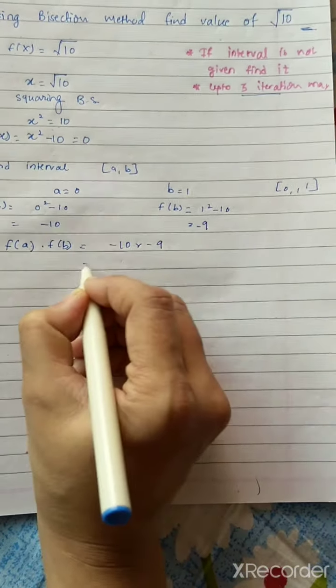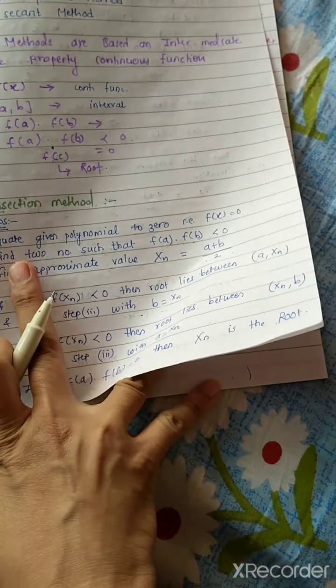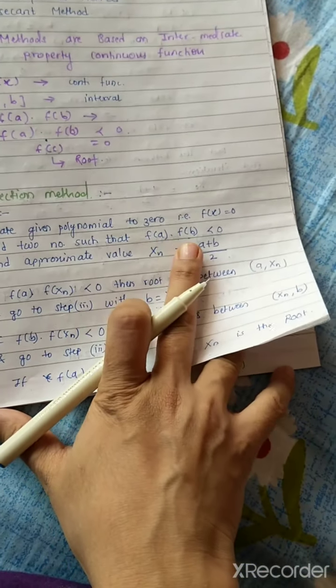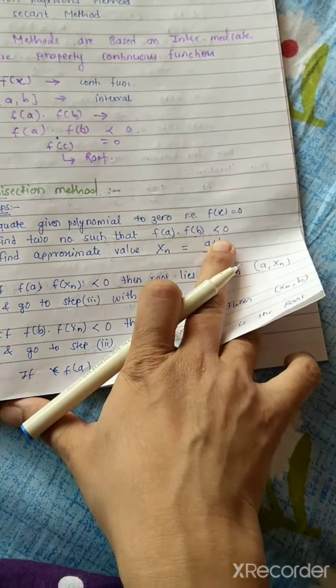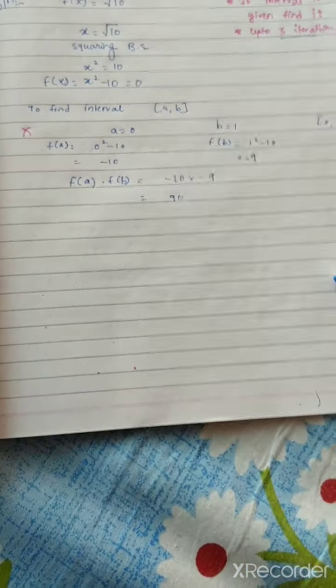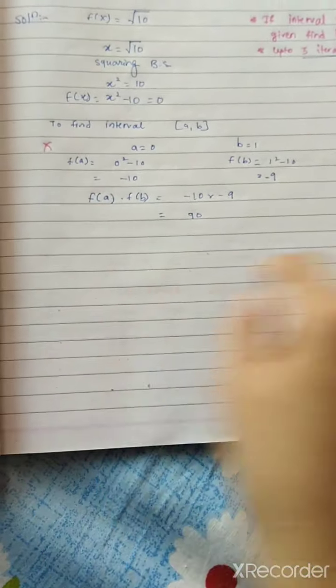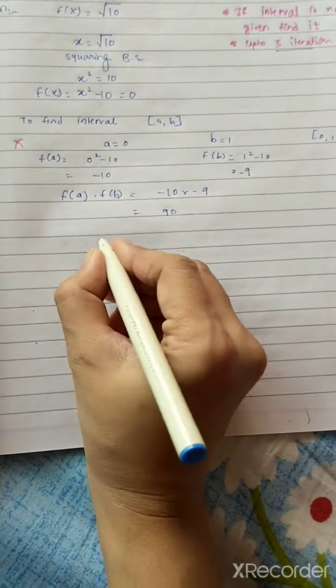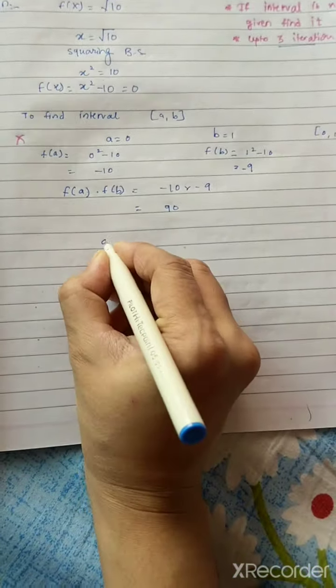But what was the condition? Find two numbers such that f of a into f of b is less than 0. It should be less than 0. That means a negative number should be there. But this is positive. So this interval will not be considered, a is equal to 0, b is equal to 1. But in theory you have to find like this. So next we'll continue with this.